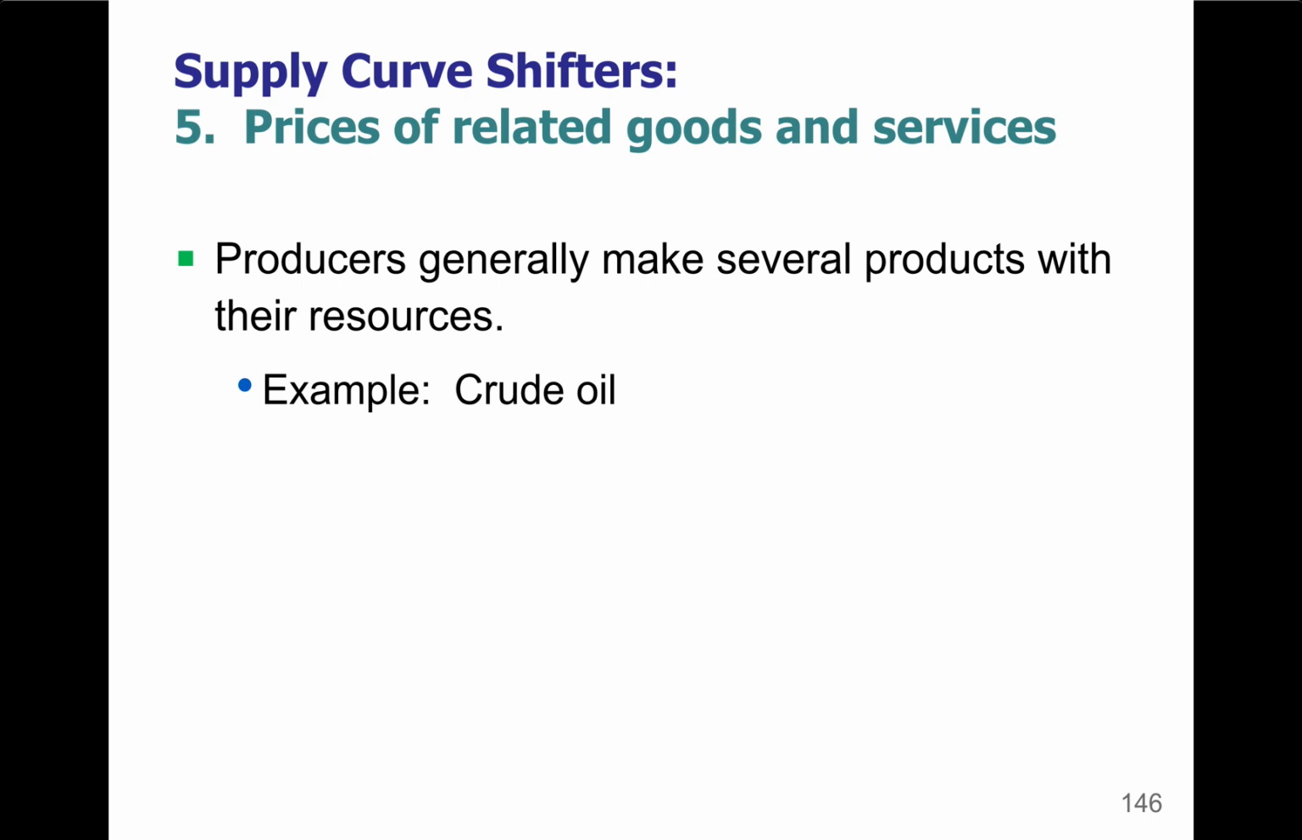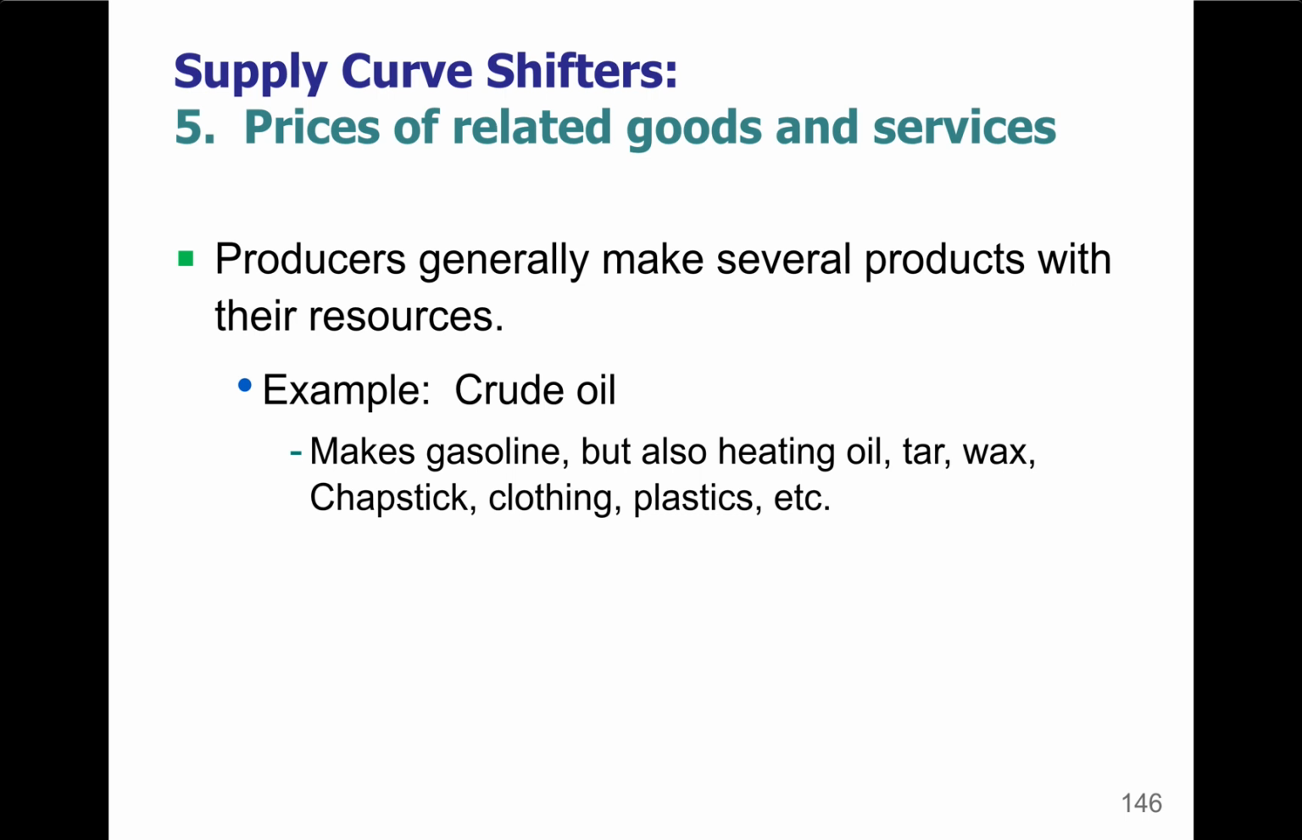So crude oil is pumped out of the ground. It's a raw product. It's a raw natural resource, but it is then refined and it goes to an oil refinery, and it produces or is used to make a lot of things, gasoline probably being the most important. But crude oil and petroleum also is for heating oil, tars, waxes, things like chapsticks. Certain textiles like polyester are made from crude oil, and plastic is all made from crude oil.